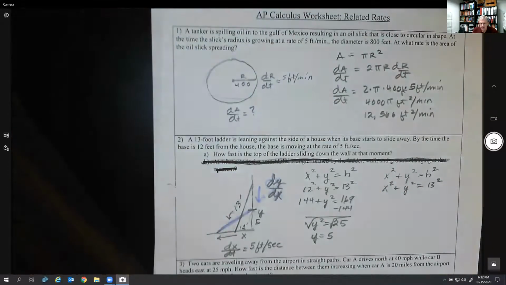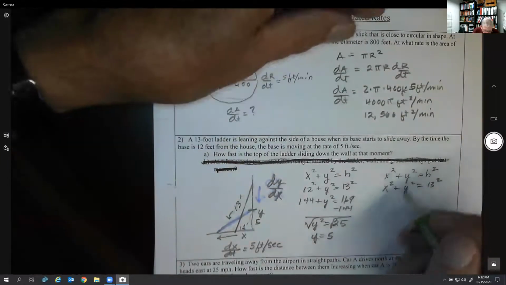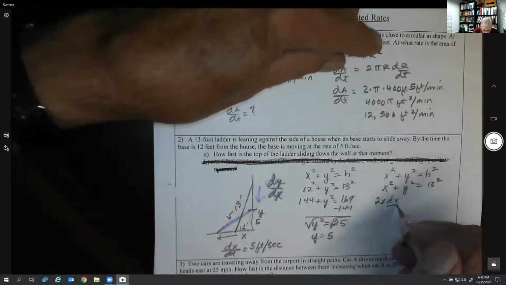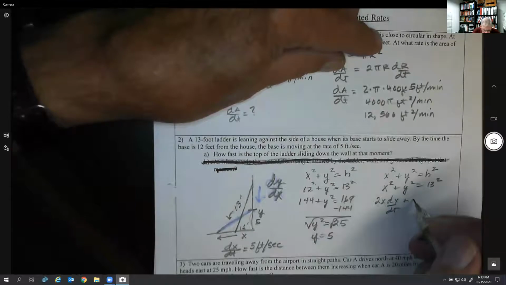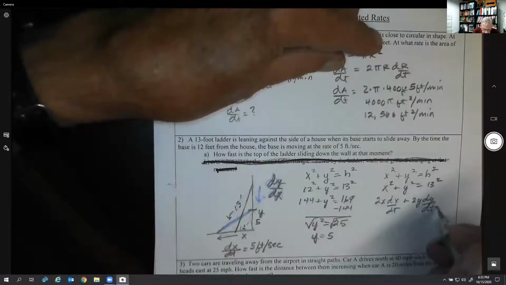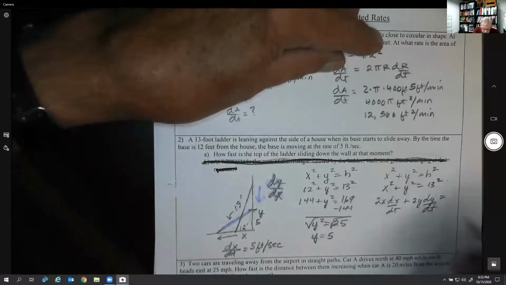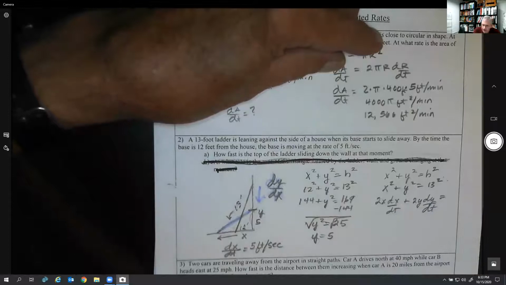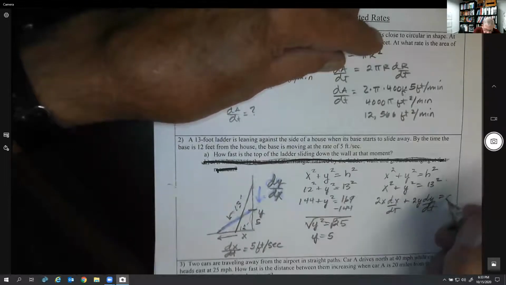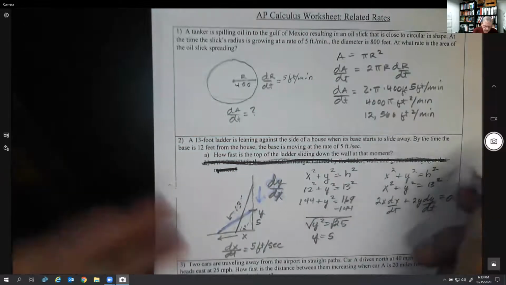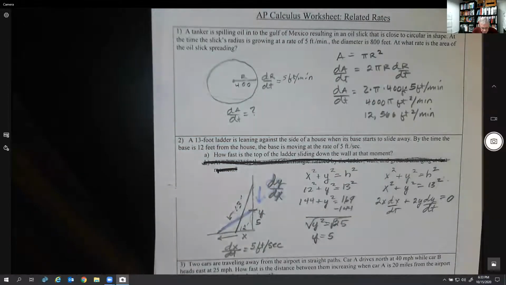But that's irrelevant because when we take the first derivative, 2x dx, and we're doing this in terms of time, plus 2y dy dt equals the derivative of 13 squared, which is 169. What's the derivative of 169? It's 0. So it didn't matter what the length of this ladder was, really.